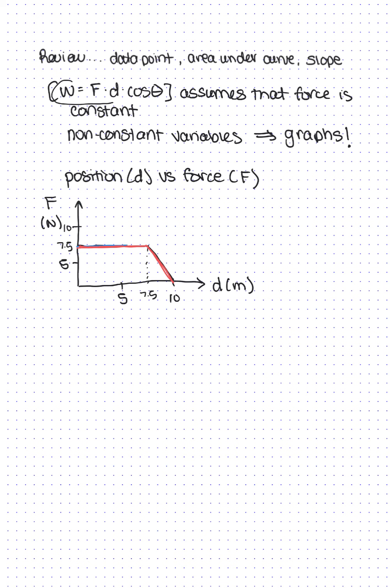So how could I use this graph to find work? What part of the graph? Data point, area, or slope? Good, area. All right, area is base times height. In this case, that would be force times displacement, which is work. So how much work did this object do during the course of its motion?